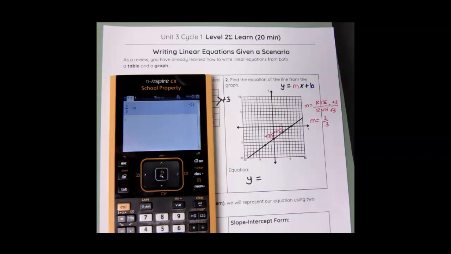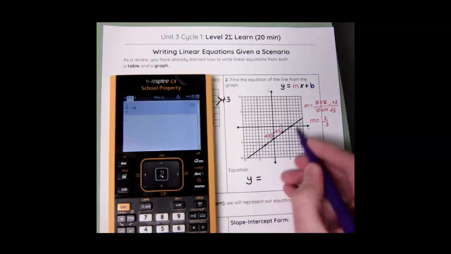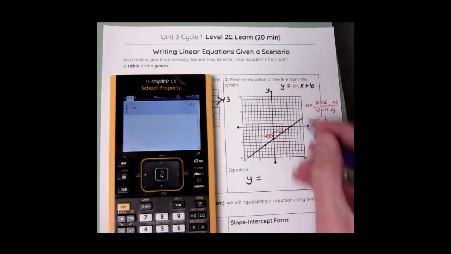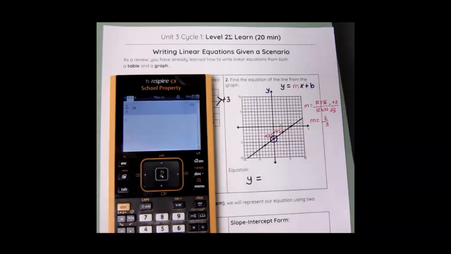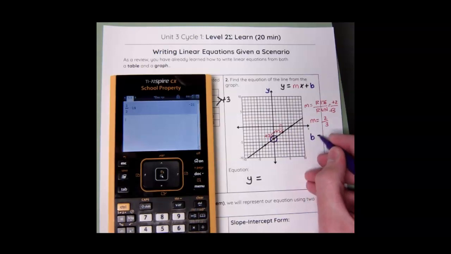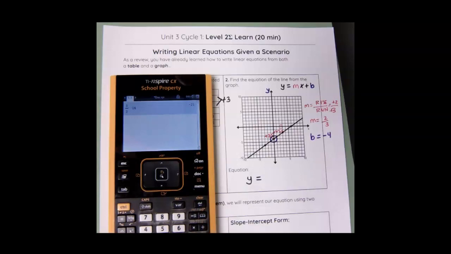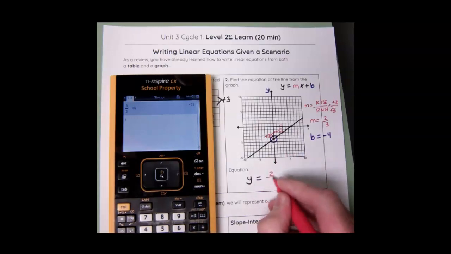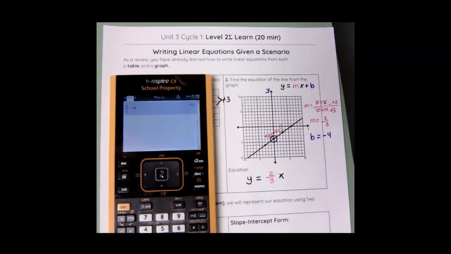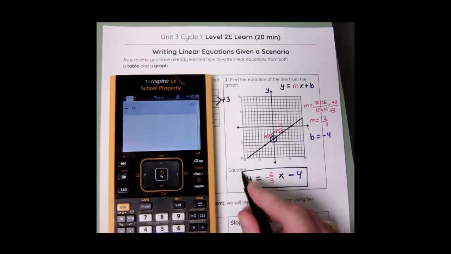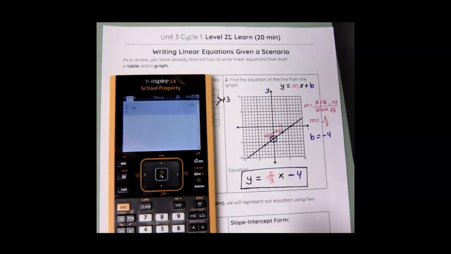Okay, now my y-intercept is simply where the line crosses the y-axis. So right here, it crosses it right here at negative 4. So my b equals negative 4. Plug that into this equation, my slope is 2/3 x minus 4. Okay, so this is my equation for that line.